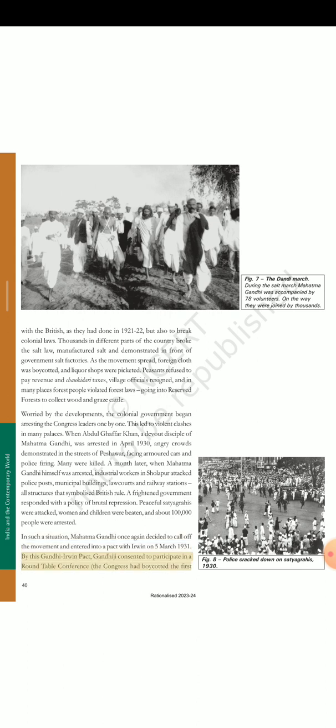By this Gandhi-Irwin pact, Gandhiji consented to participate in a round-table conference. The Congress had boycotted the first. Fig. 7. The Dandi March. During the Salt March, Mahatma Gandhi was accompanied by 78 volunteers. On the way, they were joined by thousands. Fig. 8. Police cracked down on satyagrahis.